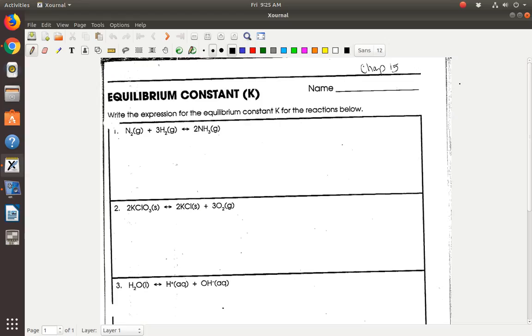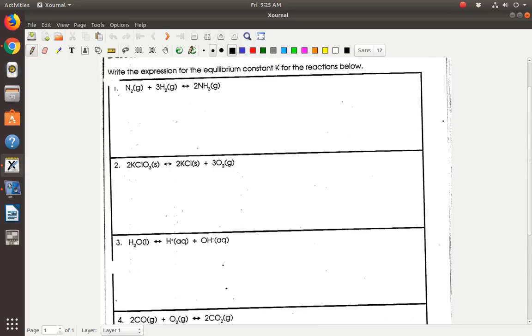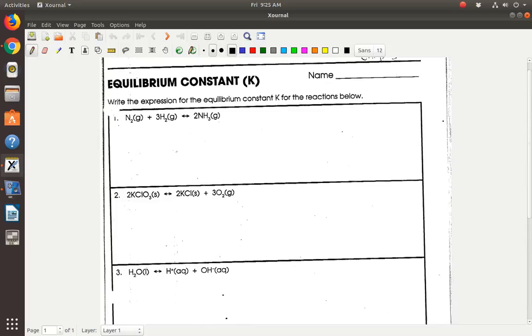Okay, now I hope you have this worksheet in front of you. We're going to go through these examples. I'm going to go through one of them, and I'm going to have you do the others. This should be a two-sided worksheet. The first one is called the equilibrium constant worksheet, and it's page 79. You can't see the page number on this particular scan.